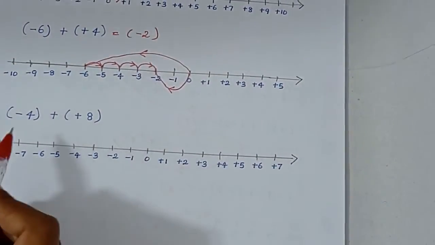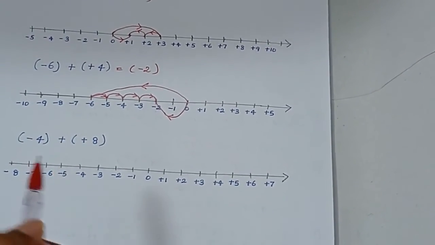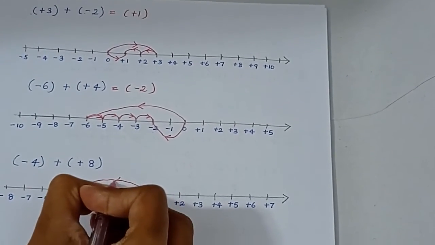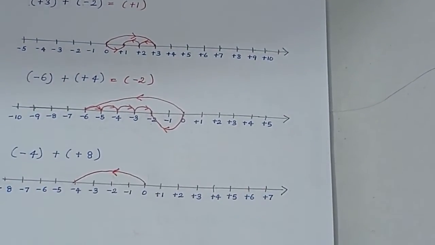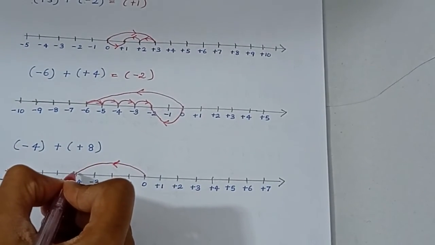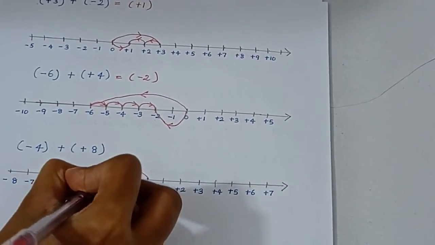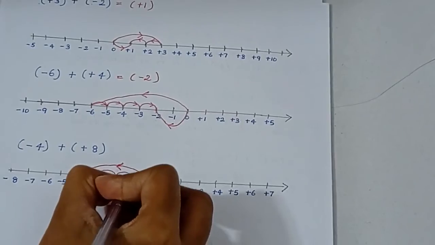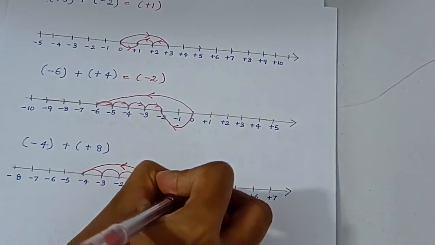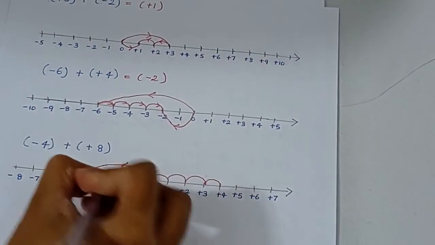Okay. Now our final example. Negative 4 plus positive 8. Then 0, negative 4. Arrow is to this side. Then positive 8. That means from negative 4 to the positive direction 8 places. 1, 2, 3, 4, 5, 6, 7, 8. The arrows.